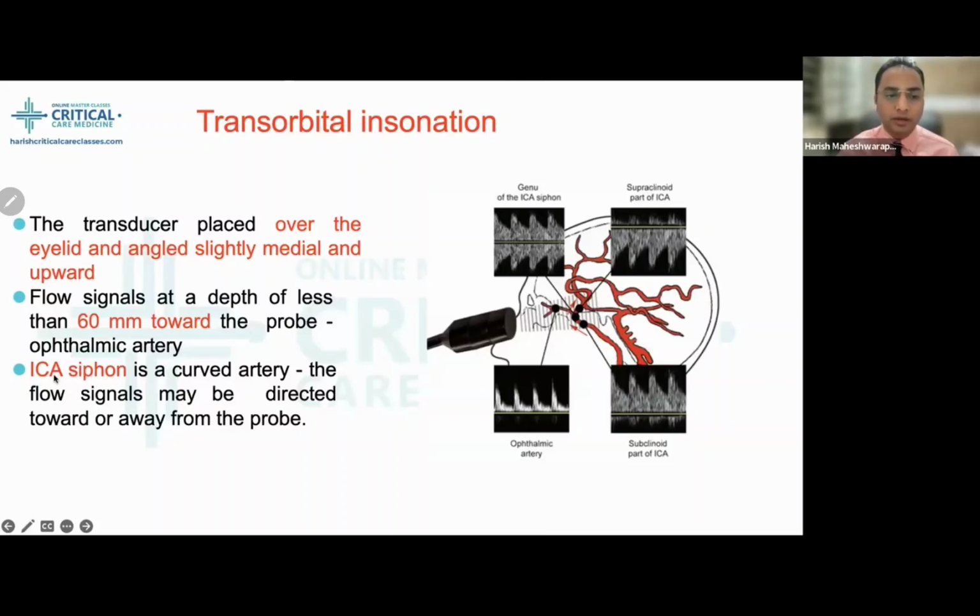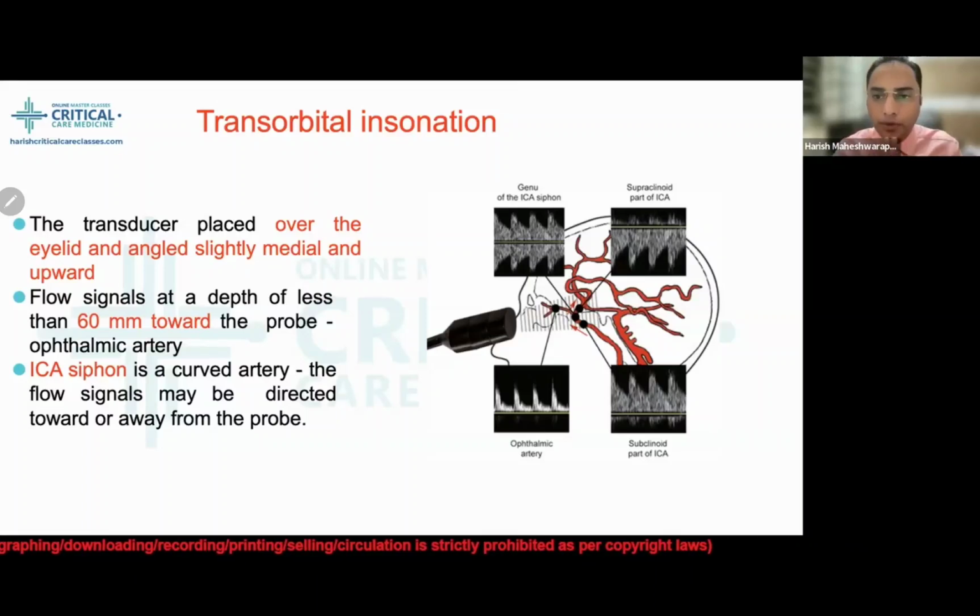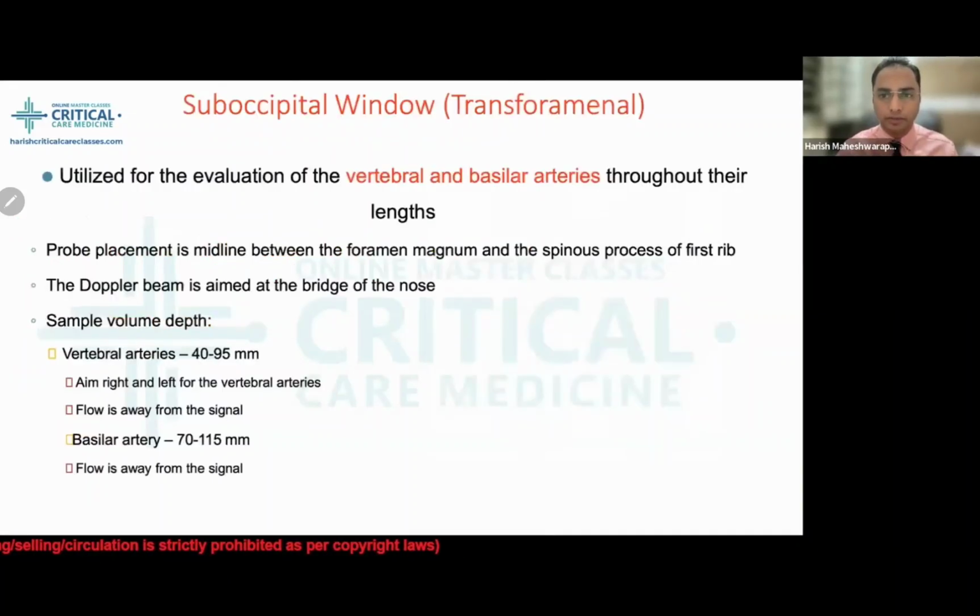The ICA siphon, internal carotid artery siphon, is a curved artery. The flow signals may be directed towards or away from the probe. So basically here, towards the probe is the ophthalmic artery. The subclinoid part of the ICA may be towards or away. If it is supraclinoid, it is going to be looking away, and towards the probe is subclinoid, and the genu of the ICA siphon looks like this. So here the ophthalmic artery and internal carotid artery siphon we are going to appreciate by doing the transorbital window.